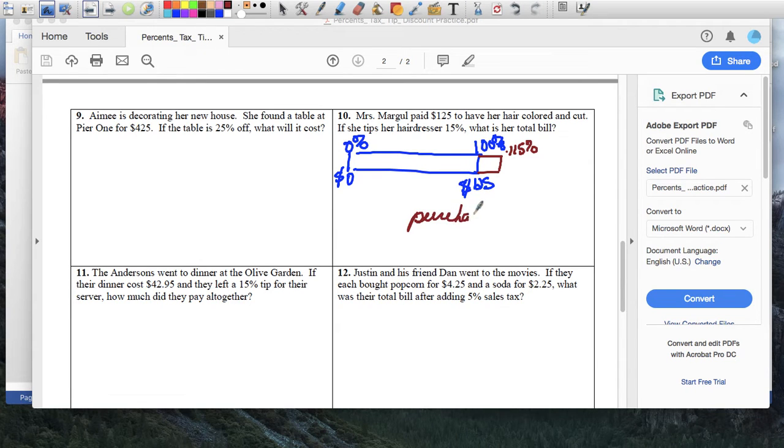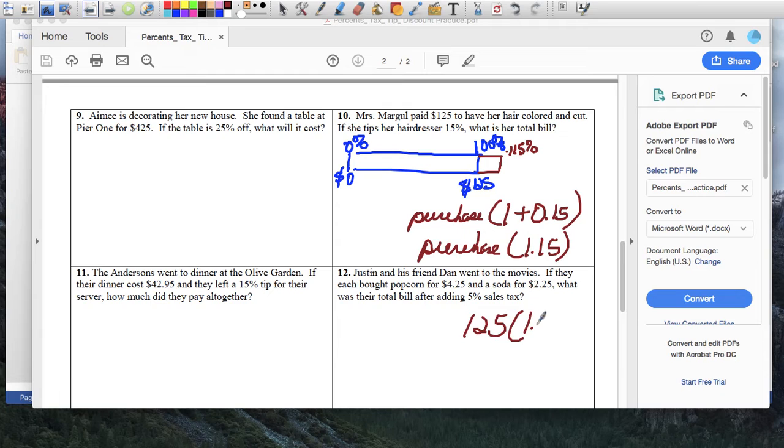The purchase, or her total, is going to be 1, representing 100%, plus 0.15, so it's going to be her purchase times 1.15. Right? So she's paying 100%, which is what she had to pay to begin with, plus 15% extra because that includes a tip. So the purchase in this case was 125. Multiply that by 1.15. 125 times 1.15, and that's going to give us the total $143.75. So that's what she ends up paying.